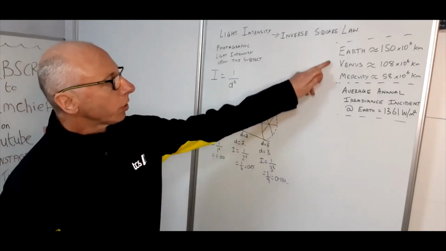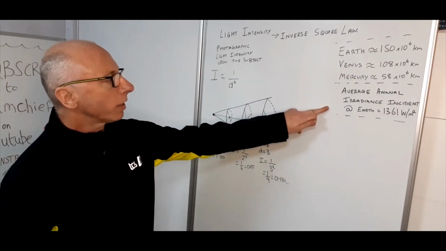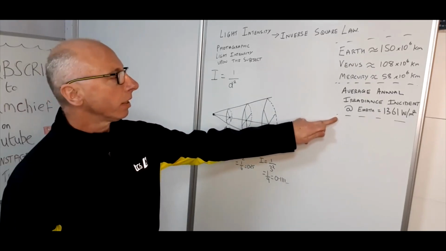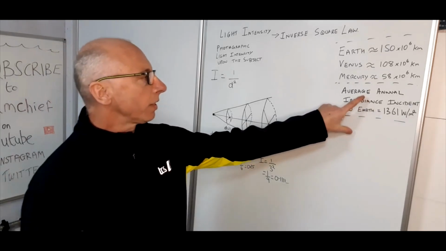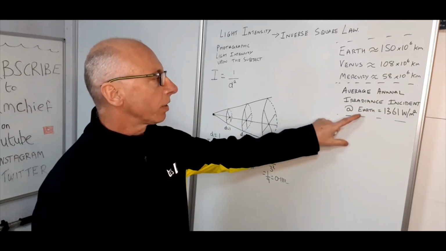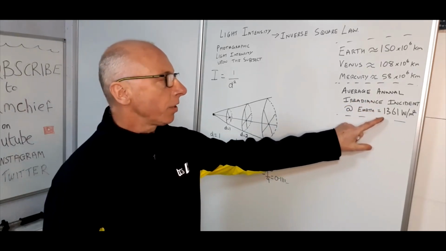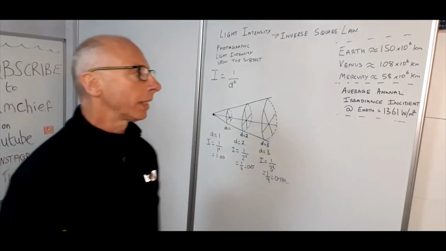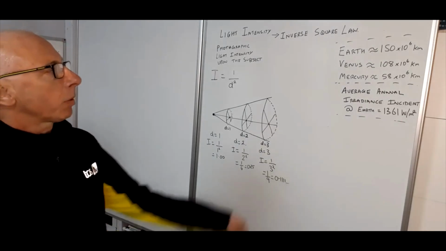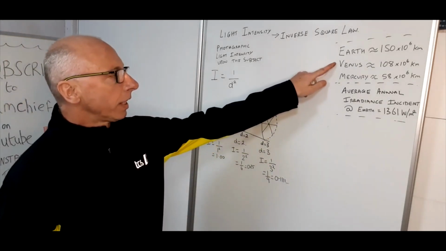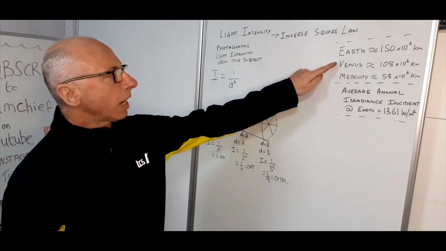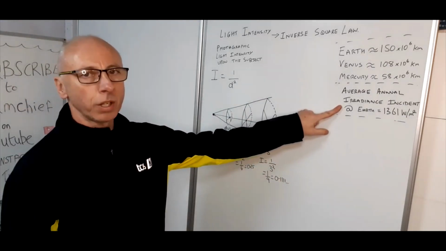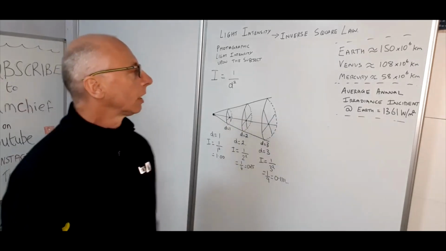Now to move on to this one, we're looking at the power given off the sun towards each of the planets. Now what we do know is the average annual irradiance incident on the Earth coming from the sun is 1361 watts per metre squared. So how are we going to calculate the average annual irradiance incident at Venus and Mercury, knowing that we know that this one at Earth is this amount?